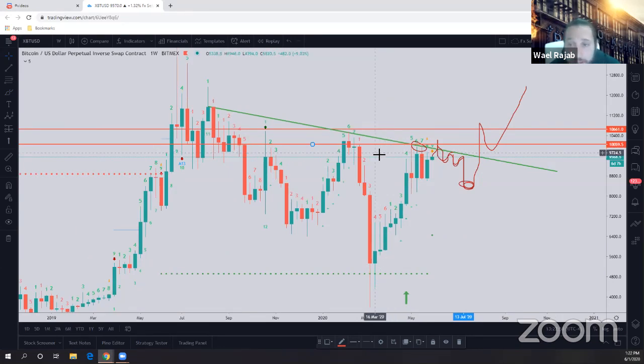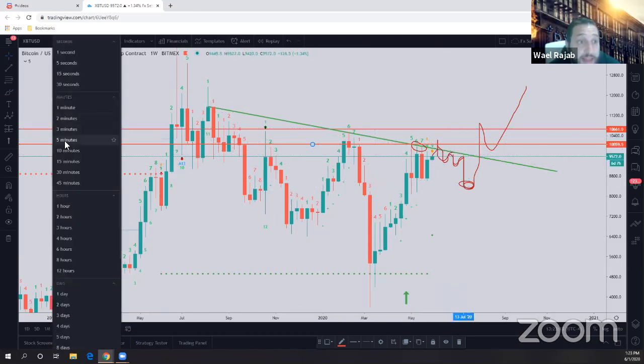COVID wave 2 happens, and it's crazy because nobody's talking about it anymore. It's all these riots, and it's just kind of like it just disappeared. So we'll see what happens. That's kind of my longer outlook.